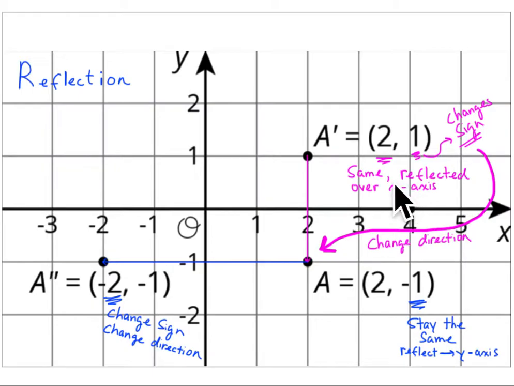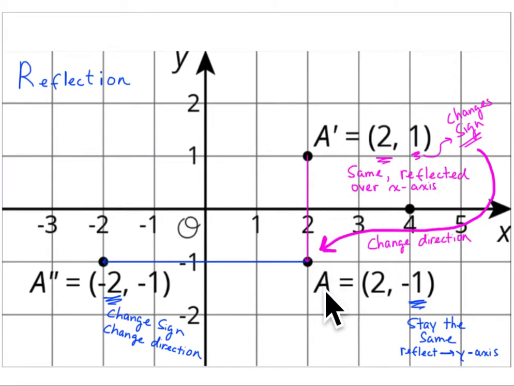In this case, since this is being reflected over the x-axis, the x value remains the same. So you're traveling along the x-axis to the same point, which in this case is 2 units, and then you're just going to turn in the opposite direction. So for A prime, that's 1 unit in the positive direction. For A, that's 1 unit in the negative direction. So notice that the value for y changes signs from 1 to -1 if you're going from A prime to A.